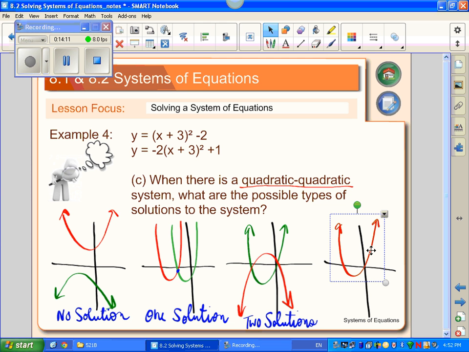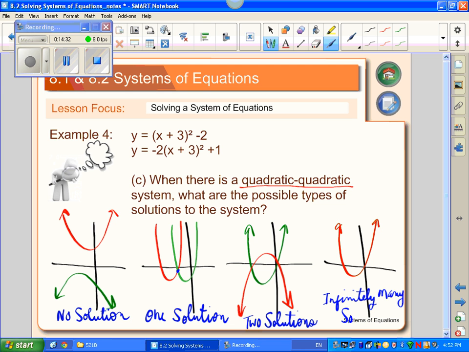What is the solution to that system? What point or points do they have in common? Well, they have every point in common. So this is infinitely many solutions. Very similar to what we've seen in grade 10. Then our symbol for infinite, we can use that symbol. So these are the four possibilities when we're looking at solutions.